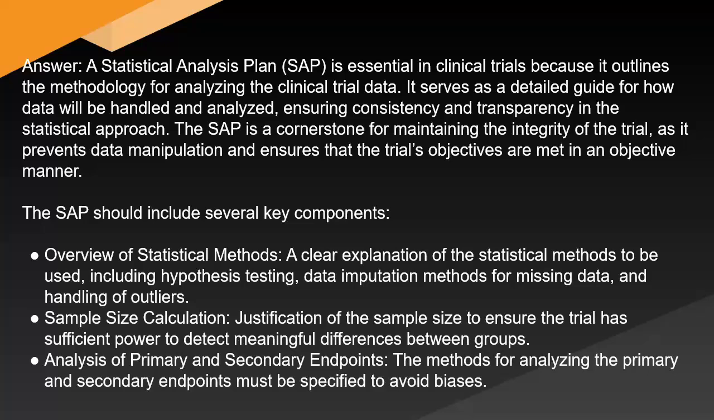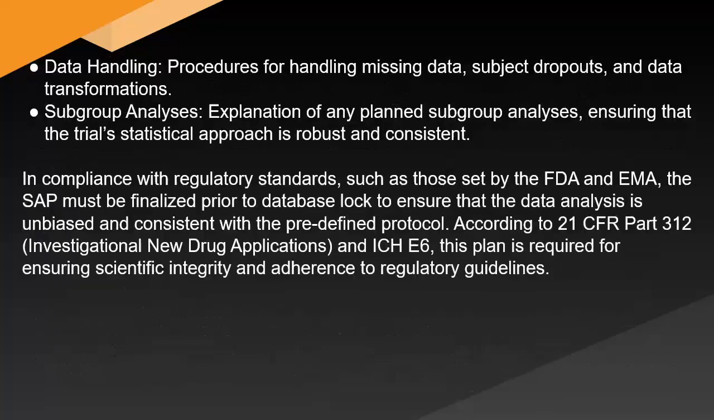The SAP should include several key components: overview of statistical methods, a clear explanation of the statistical methods to be used, including hypothesis testing, data imputation methods for missing data, and handling of outliers, sample size calculation, justification of the sample size to ensure the trial has sufficient power to detect meaningful differences between groups, analysis of primary and secondary endpoints. The methods for analyzing the primary and secondary endpoints must be specified to avoid biases. Data handling, procedures for handling missing data, subject dropouts, and data transformations.